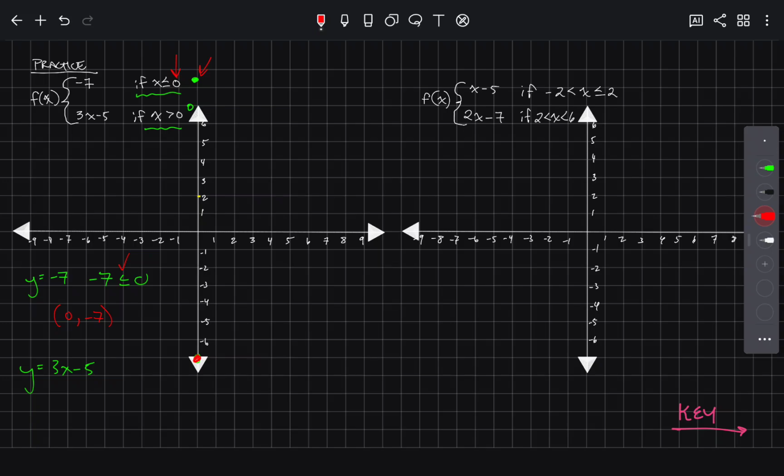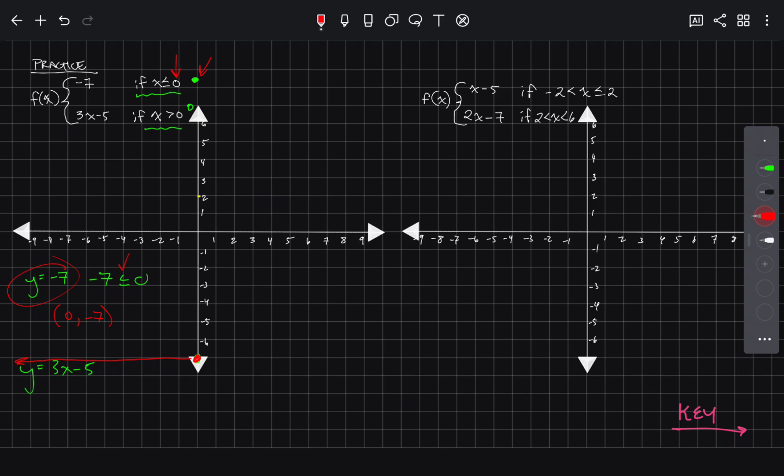And we know that it's going to be all x values that are less than 0. So that's going to be everything going this direction. And we know that y is always going to equal negative 7, because that's what it says, y equals negative 7. Anytime we have y equals negative 7, we have a horizontal line. If it were x equals negative 7, then we'd have a vertical line.